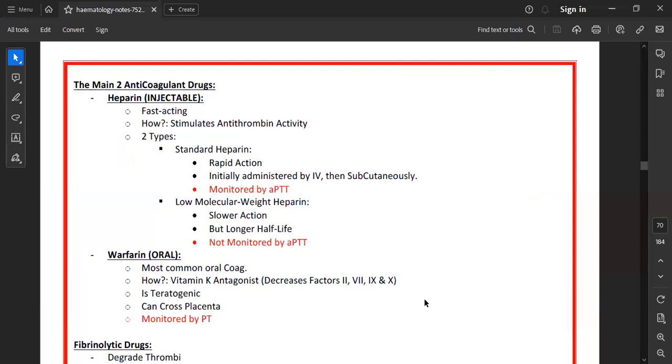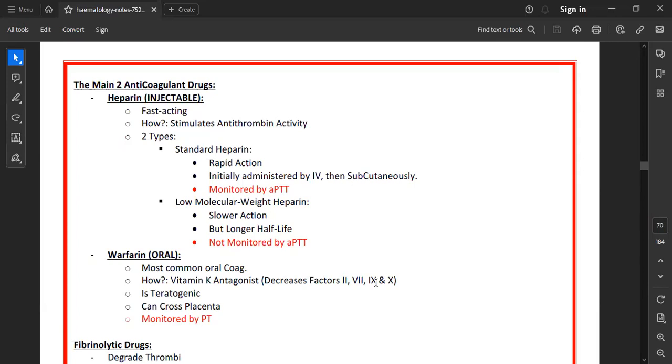So anticoagulant drugs, there are two. They can be injectables or oral ones. The oral one is warfarin. We know it, coumadin. And it is a vitamin K antagonist that decreases factors 2, 7, 9, and 10. It is highly pathogenic, so patients on warfarin need to be quite careful.